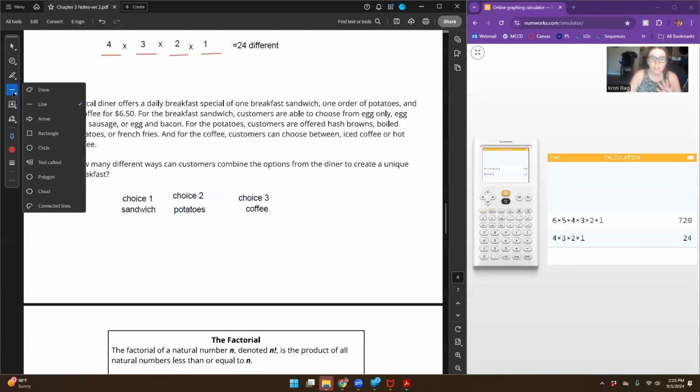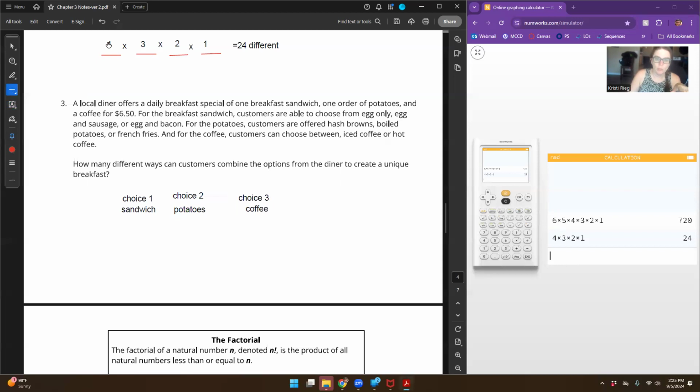Okay, so unlike before, when we had one table and 4 people standing and someone sits down, here we have like 3 different tables kind of thing. We have the sandwich table, the potato table, and the coffee table. Okay, anyways, here we go.